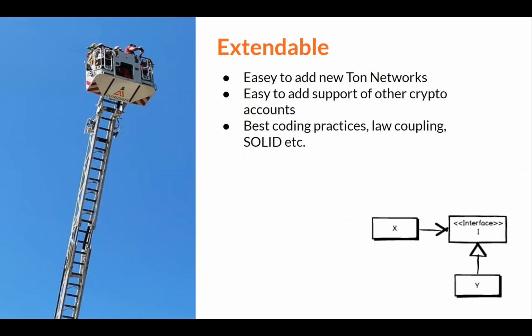About extensibility, there are lots of principles in programming, and we have tried to keep all these principles working in our source code. For example, for adding a new Ton network, we just need to add a new URL in the configuration file, and that new network will appear in the list of Ton networks. By default, we support Ton Crystal and the dev network, meaning the main network and the dev network. But it's easy to add other networks as well. It's just adding one line in the configuration.